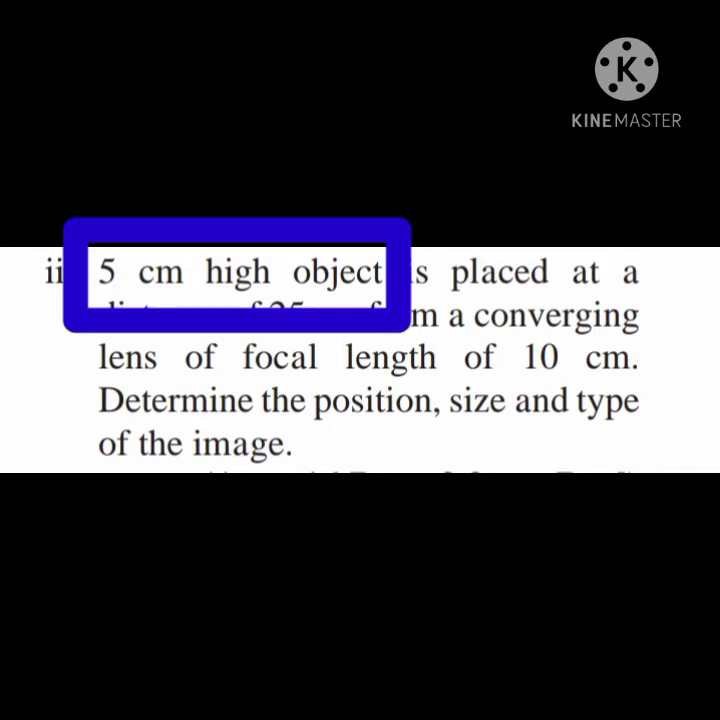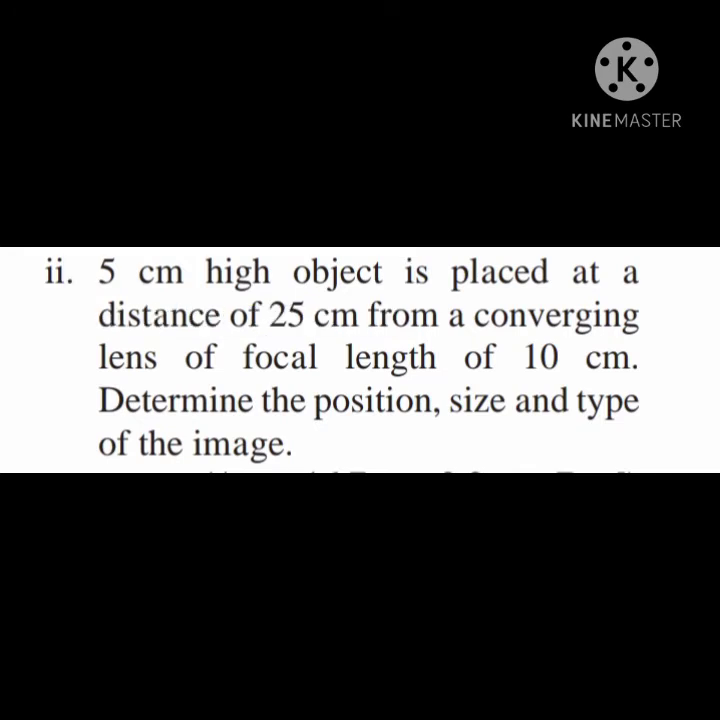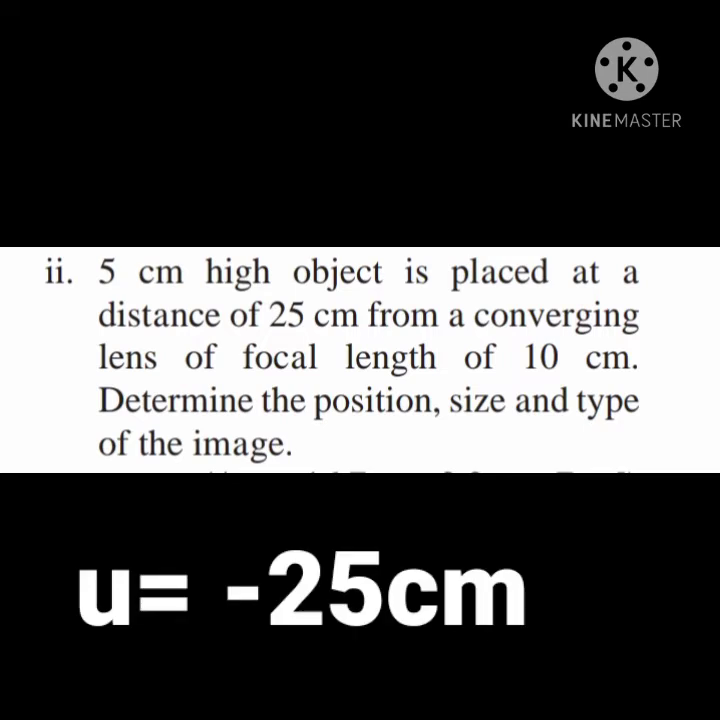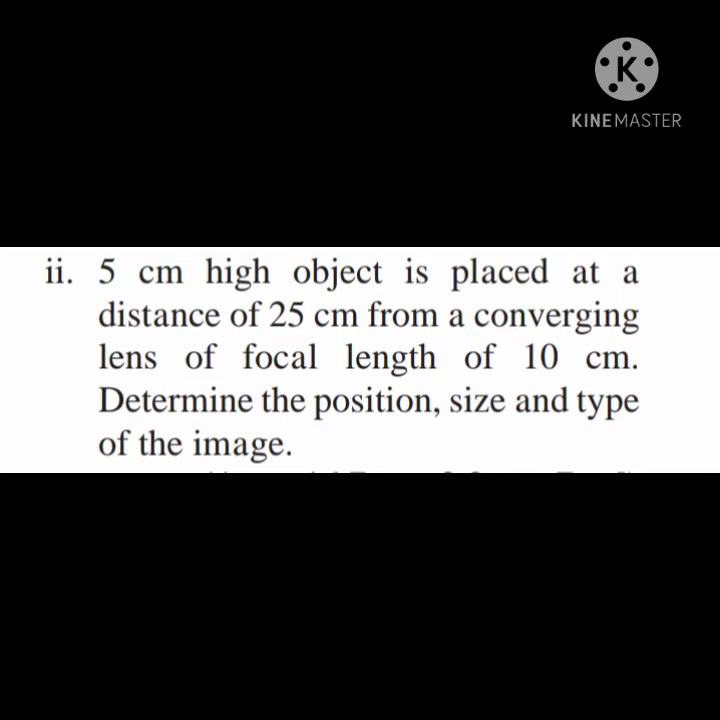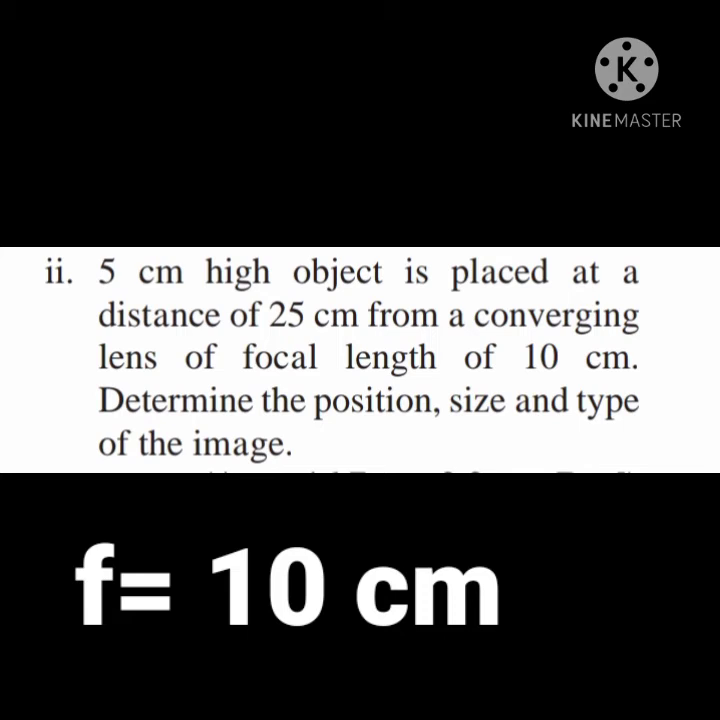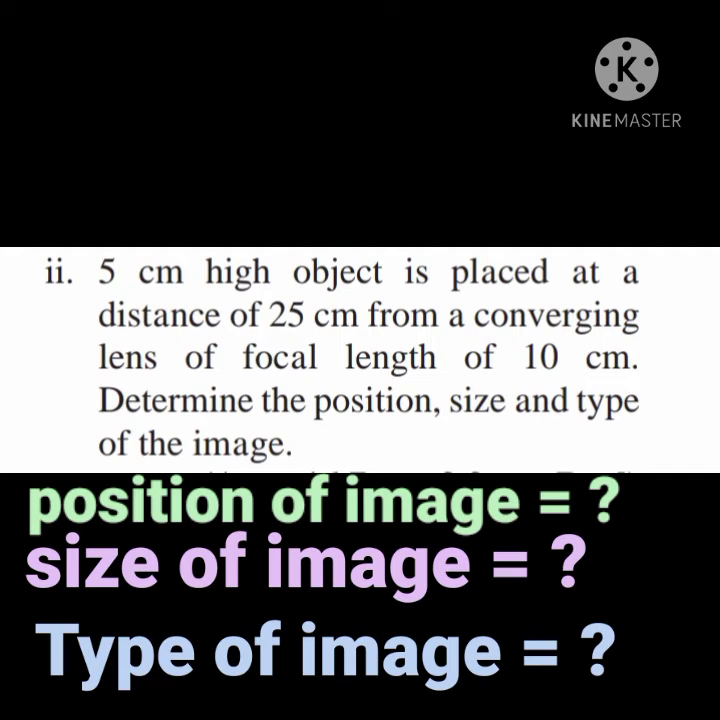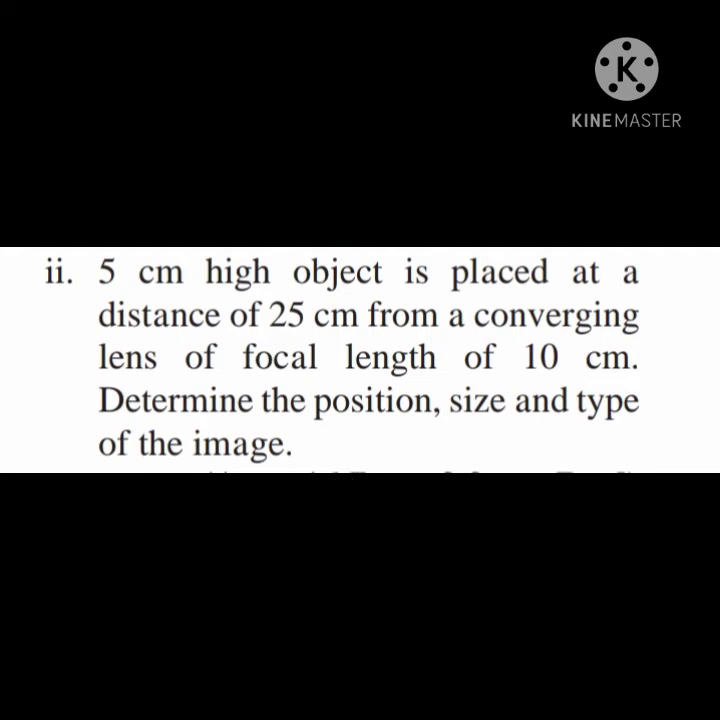Students, in this question, 5 cm high object means height of object is equal to 5 cm and it is placed at 25 cm distance, means the distance between optical center and the object is 25 cm. As it is on the left side, it will be minus 25 cm. Converging lens means it is a convex lens. And also, focal length is given which is 10 cm. Here we have to calculate position, size and type of image.